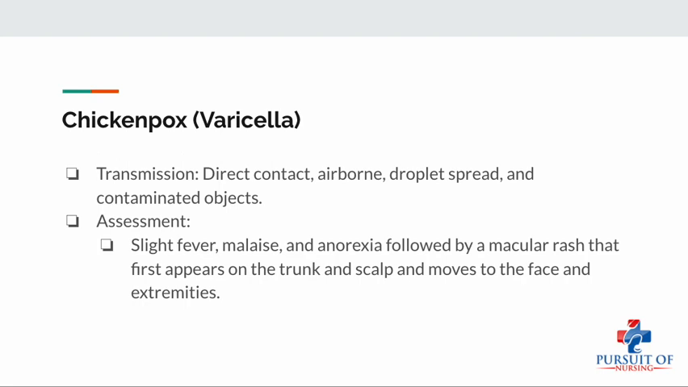So this patient is going to have a slight fever. They may have a poor appetite, followed by a macular rash that first appears on the trunk and scalp and then moves to the face and extremities. So you want to isolate the patient until the vesicles have dried or crusts have formed. So they're contagious until the vesicles have crusted over.